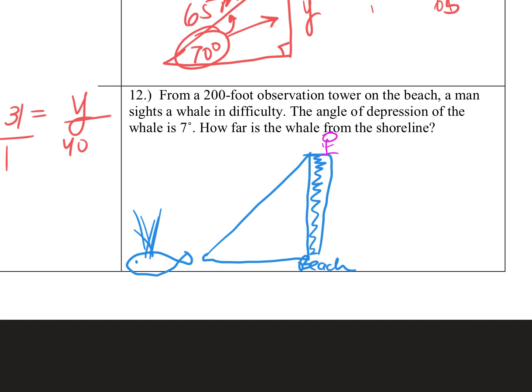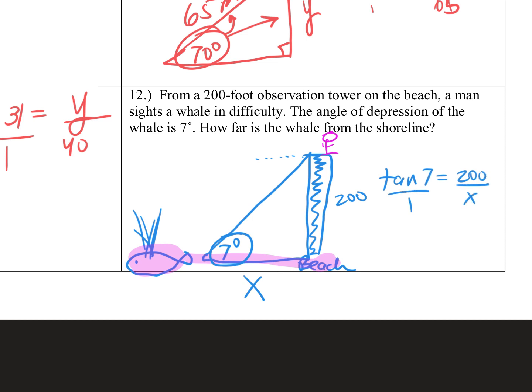It says he sights a whale having difficulty. The angle of depression to the whale is 7 degrees. Well, the angle of depression at the top, we know is what? It's also the angle of elevation from the bottom. So 7 goes there. How far is the whale from the shoreline? What are they asking for? The x value. In regards to 7, what do you know? You know the opposite side and adjacent. So it's tangent of 7 equals opposite over adjacent.